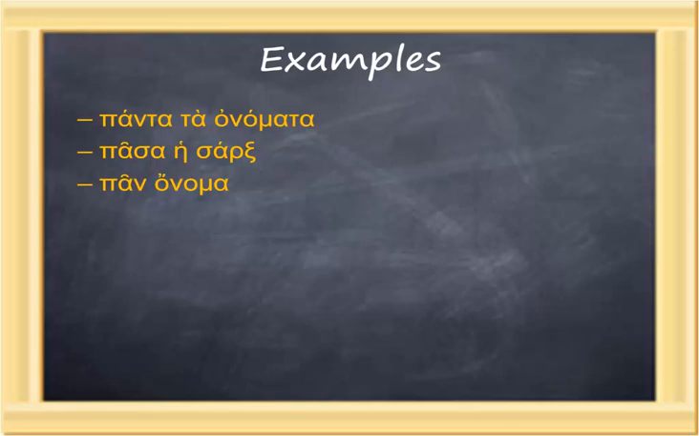Now, if you recall your adjectives well, you'll notice that none of the examples of pas have an article in front of them. Pas never has an article in front of it. It's always anarthrous, but most of the time it will be attributive, that is, saying something about a noun with which it agrees.